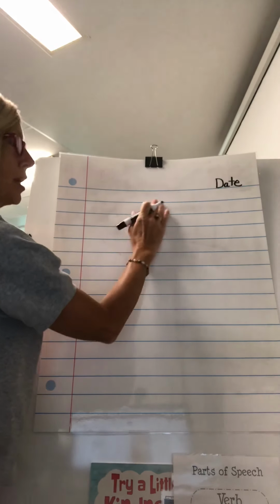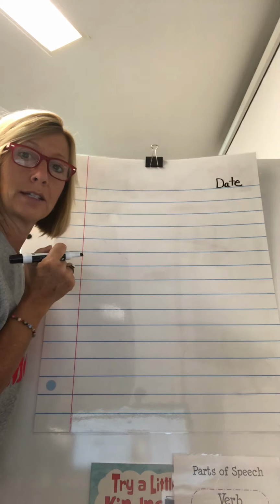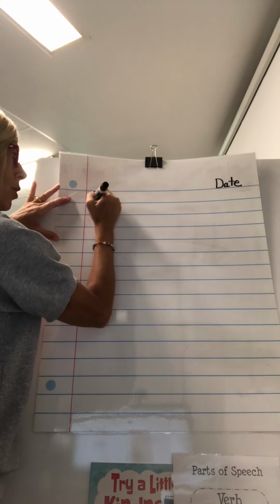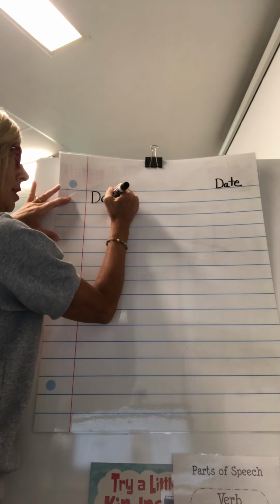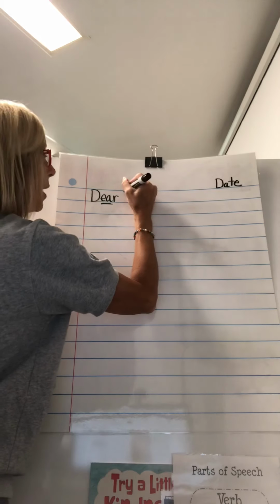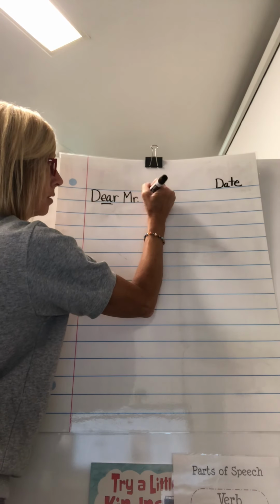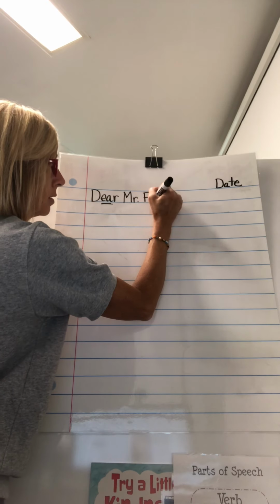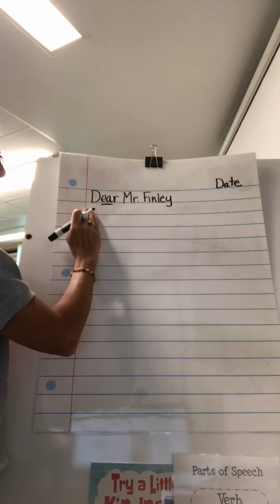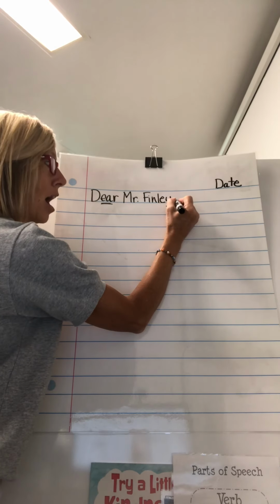And then you have a greeting. A greeting is a way to say hello to your friend. So a lot of times letters start out with the word dear. Dear, D-E-A-R. Dear, we'll write it to Mr. Finley. Dear Mr. Finley. So there's my greeting. Dear has the person's name, and there is a comma there.